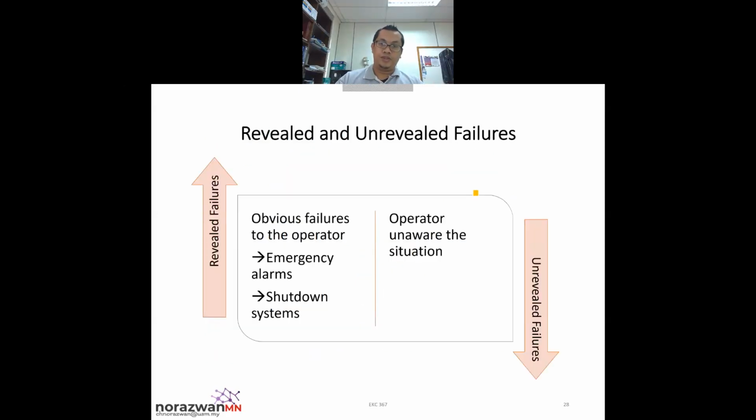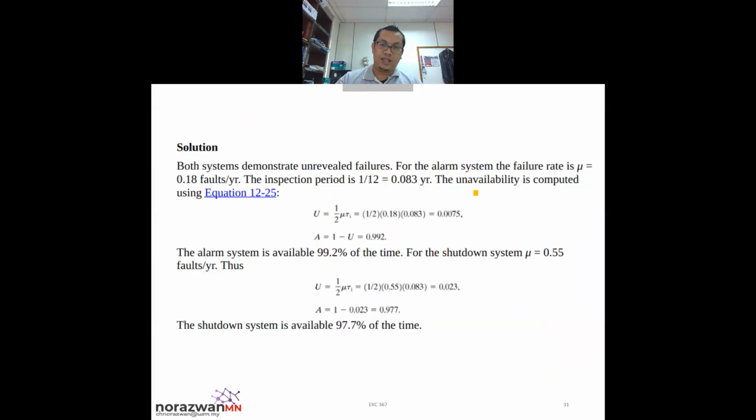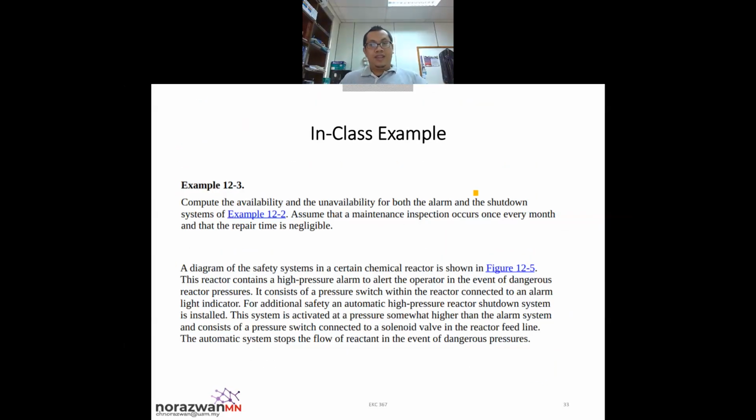All right, so revealed and unrevealed. We go to the second example. Then you try to find the availability and unavailability for both the alarm and shutdown systems. Remember you already have the mu. Then you can calculate your availability, your A and your U, for both the alarm and shutdown systems. Assume a maintenance inspection occurs once every month, and the repair time is negligible.